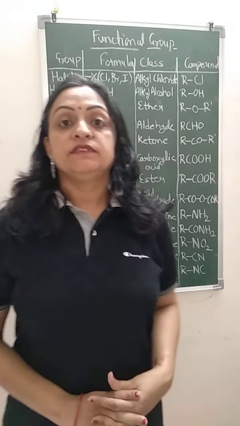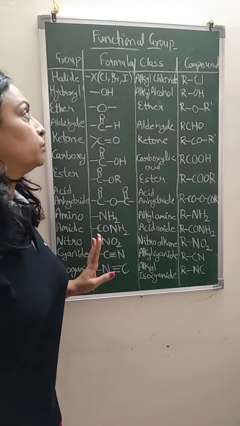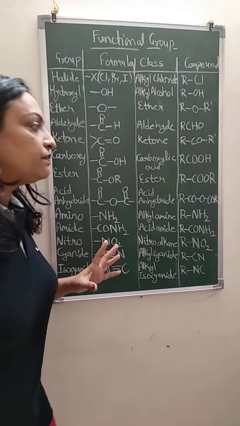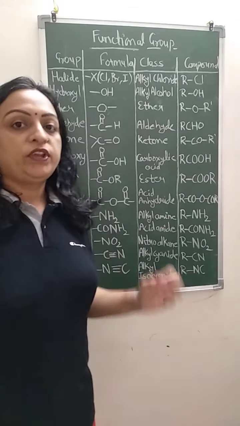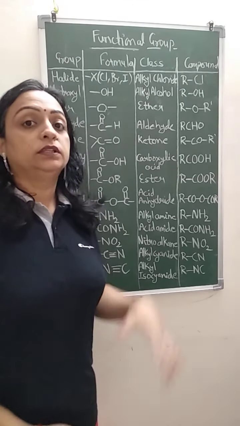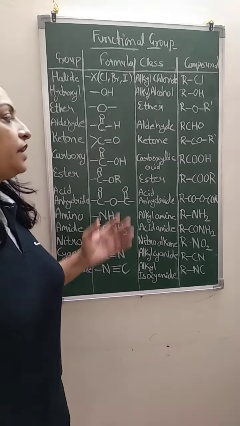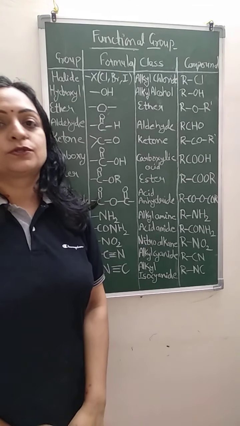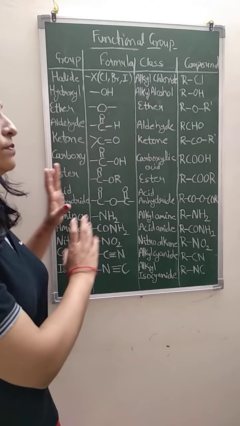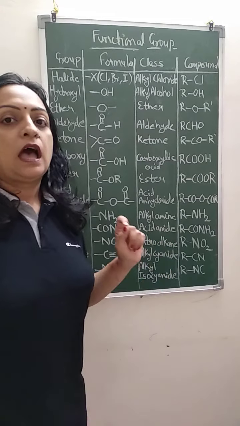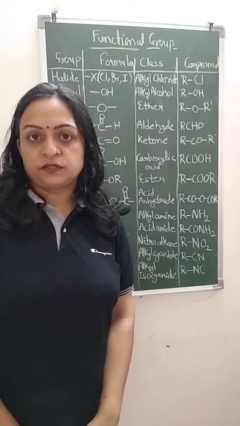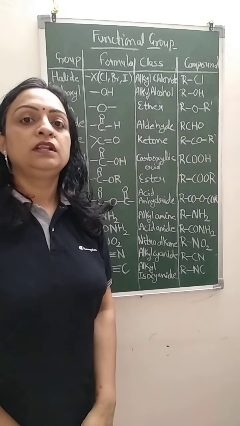So today we start from the functional group. Functional groups, what are they? Functional groups are specific groups of atoms which specify some special chemical properties, on the basis of which different types of compounds are formed. That type of functional group which forms a special type of compound is responsible for some different chemical properties. So these are called functional groups.